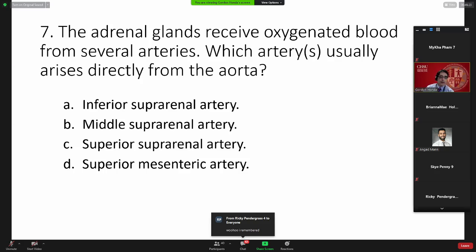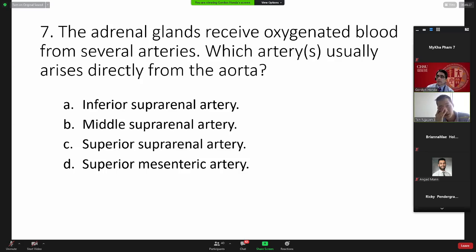I think it's middle suprarenal artery because the superior one comes from the splenic artery and the inferior one comes from the renal artery. So I'm pretty sure it's middle suprarenal. Okay, let's check it out here.